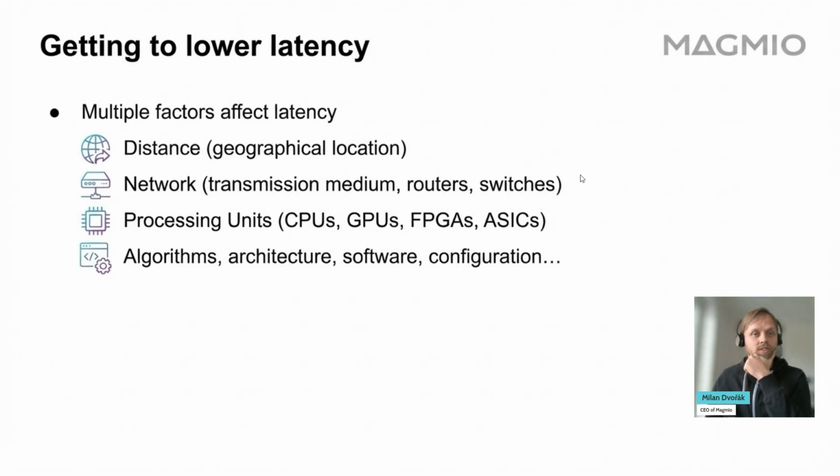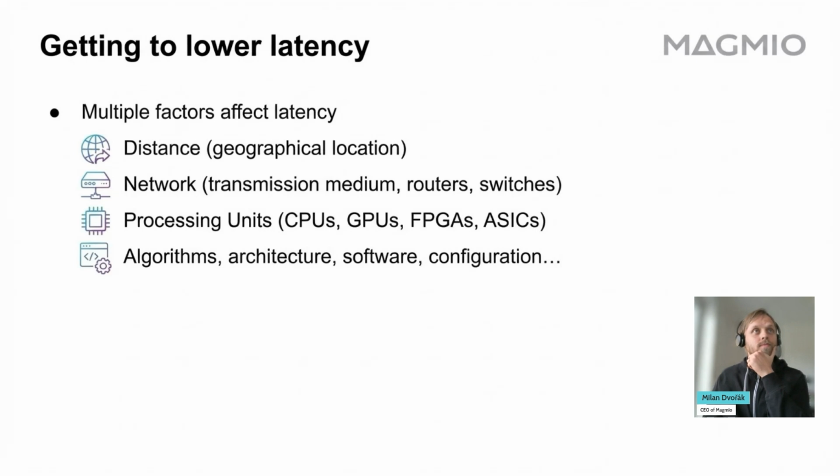So one of the more important ones is distance, just simply a geographical location. How far away are you from the trading venue? The second part is network, the transmission medium, and the devices used like routers, switches, or different servers on the way. Third thing is processing units, whether your algorithms are running on a CPU, GPU, FPGAs, or ASICs. And finally, you can optimize the code itself, the algorithm, the software architecture, the server configuration, and so on and so on.